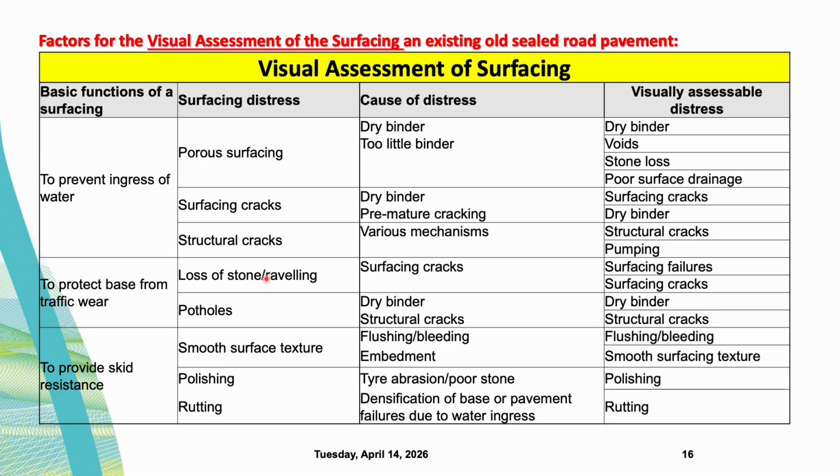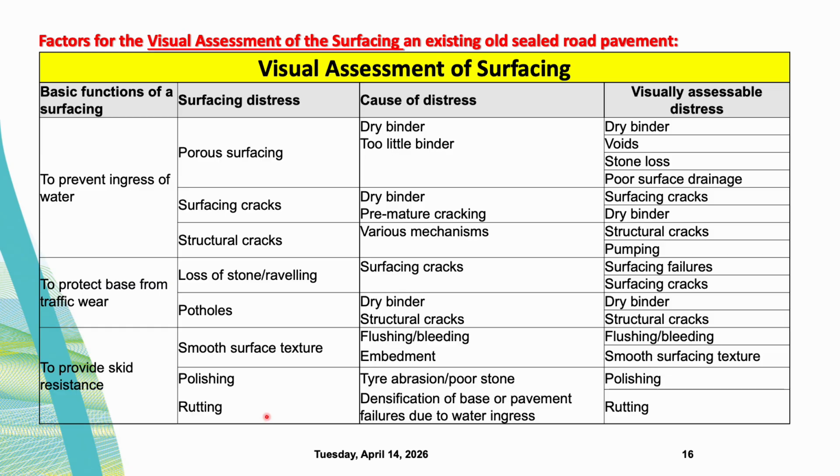Then on the surfacing distress, to protect the base from traffic wear, if there's loss of stone and raveling, you will have surface cracks, surface failures, surfacing cracks. Everything relatively shallow on that pavement. And then if it goes deeper, obviously the problem, if water gets in, potholes will happen because the binder is dry and there are structural cracks which are wide open, more than 1 millimeter. Dry binder and structural cracks will be the evidence to see that potholes are coming.